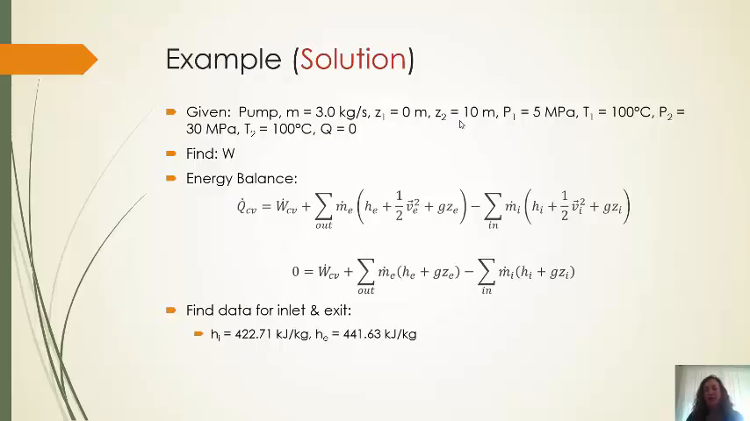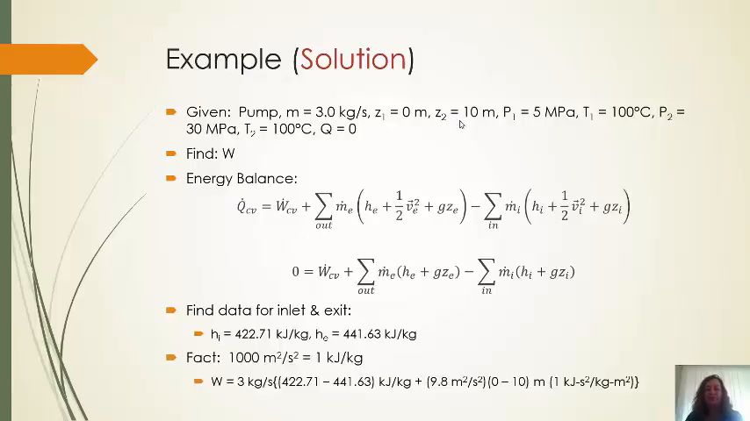But now I want you to think for a moment about the units. h is in kilojoules per kilogram. I'm going to add to that gz. g is in meters per second squared. My z is in meters. So I'm going to take kilojoules per kilogram and add meters squared per second squared. You can't add things unless they have the same units. So I need a unit conversion. Very handy, 1,000 meters squared per second squared is a kilojoule per kilogram.